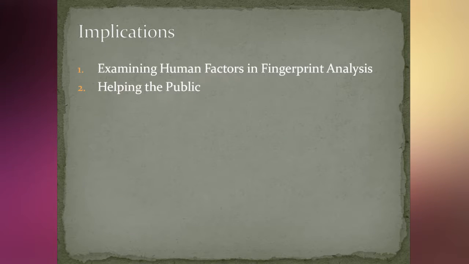Implications. Number 1. Examining human factors in fingerprint analysis. The accuracy of blood and print examination and the extent of human error in fingerprint analysis have also been the subject of recent studies in the field of science. One of the early recommendations from the expert is that crime labs develop a culture of openness, in which errors are identified, acknowledged, and used to improve analysis and reduce the error rate.